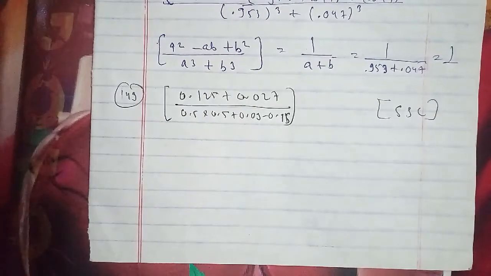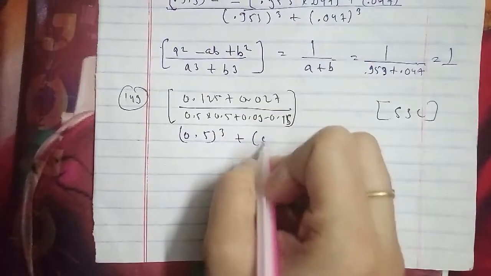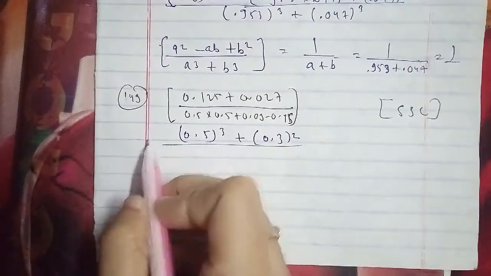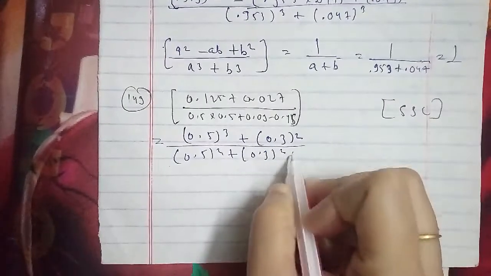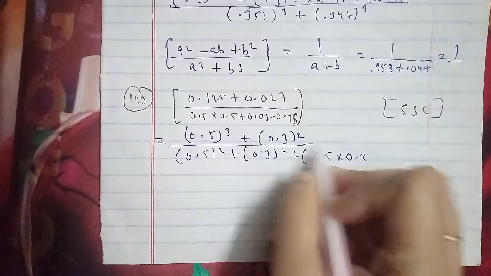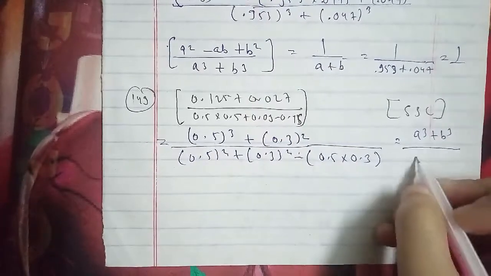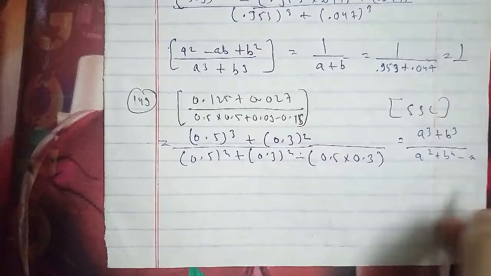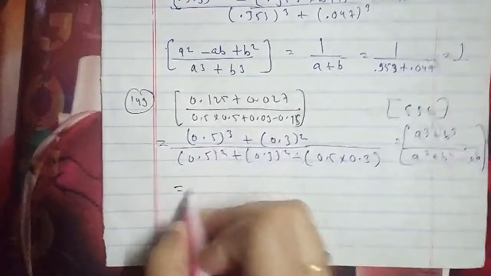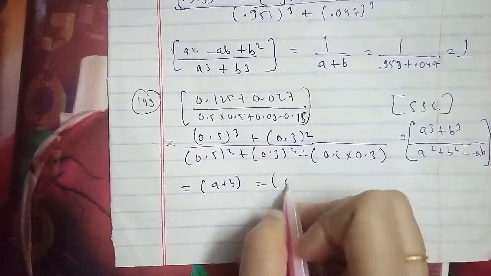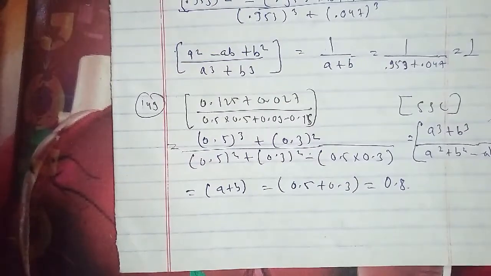We will solve it here itself. 0.5 cube plus 0.3 cube upon 0.5 square plus 0.3 square minus 0.5 into 0.3, that is equal to a cube plus b cube upon a square plus b square minus ab, which is equal to a plus b, equal to 0.5 plus 0.3, equal to 0.8. That will be the right answer for this question.